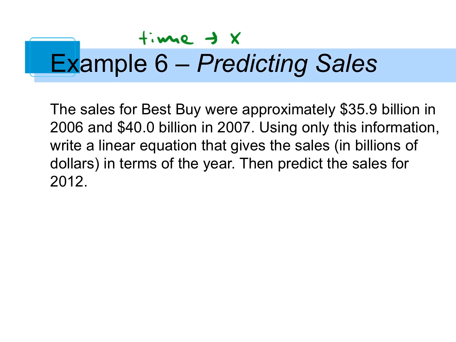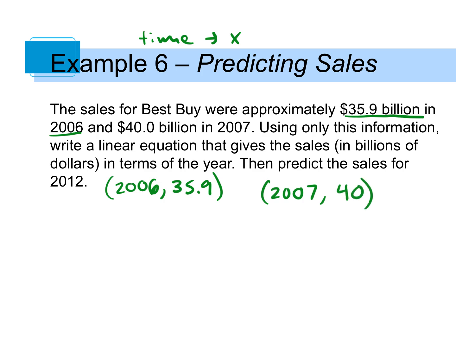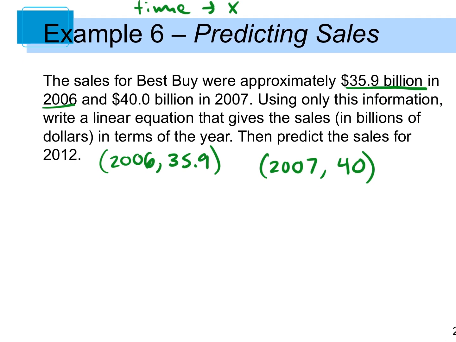So we could use the two things that were given. 35.9 billion in 2006, we can come up with a point. So it'd be (2006, 35.9). And then our other point would be (2007, 40), so 40 billion. Because it said that these are linear, coming up with a linear equation, first we want to find the slope.